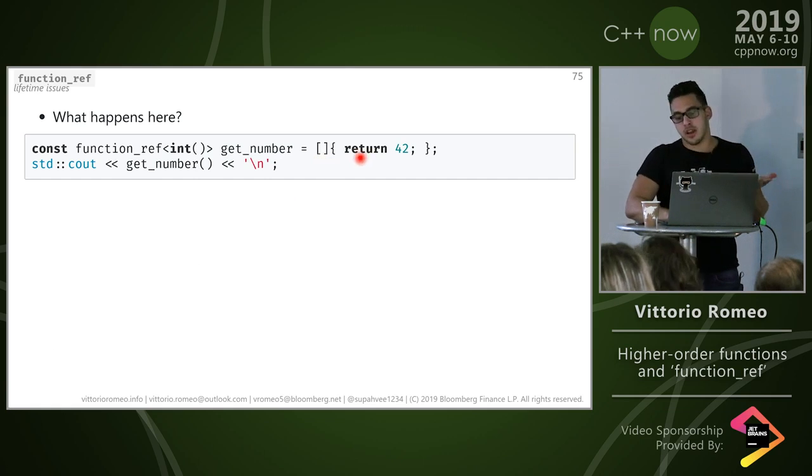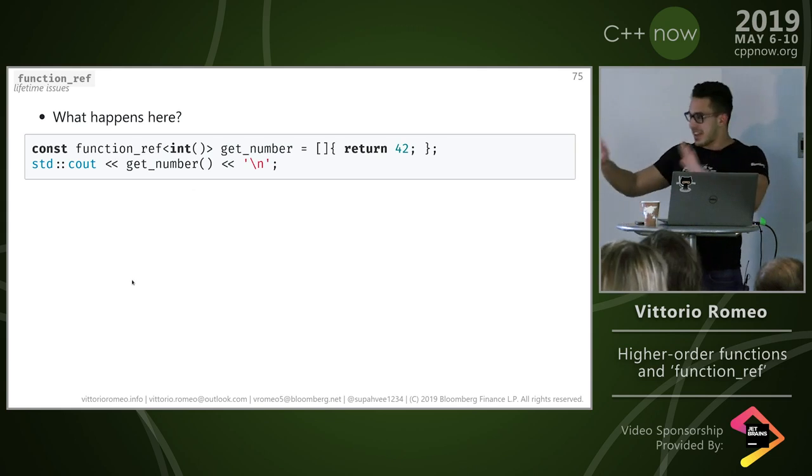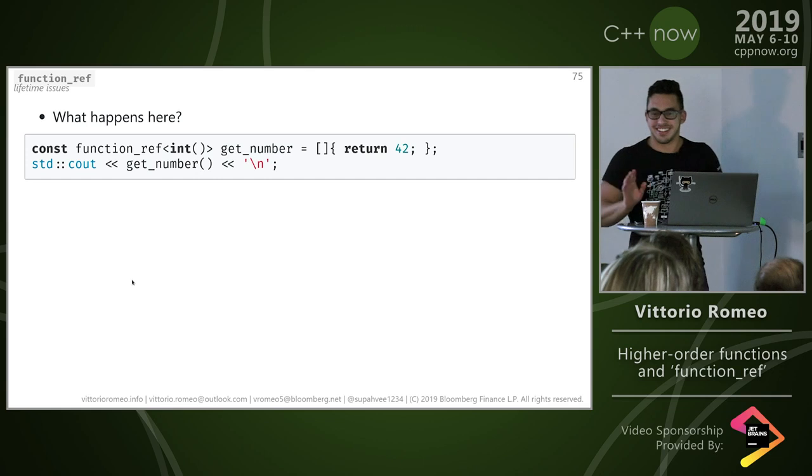But what I'm creating here is just a closure object, which happens to be convertible to a function pointer, but it's not one right now. And we're just taking the address of this closure object of anonymous type, storing it in the function ref. Then this temporary dies on the other line. So when I call get number, I get undefined behavior. Makes sense? But you could fix that. Yes, we're going to get there.